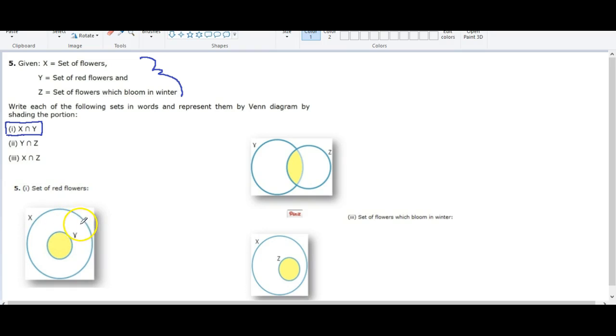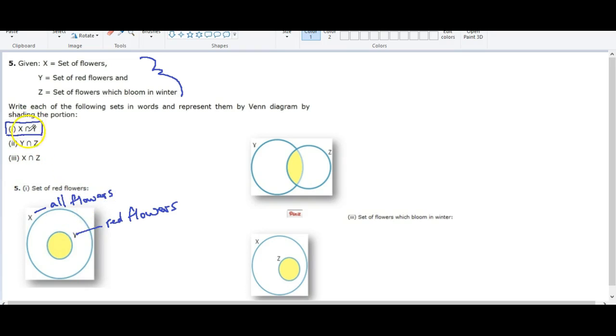So what they did first is that they drew a circle to represent all of the set of flowers. So all the flowers are in this big circle that they're calling X. And then the set of red flowers, that's a subset of the flowers X. So they drew another circle, and that's Y. So Y is red flowers, which is a subset of X, which is all flowers.